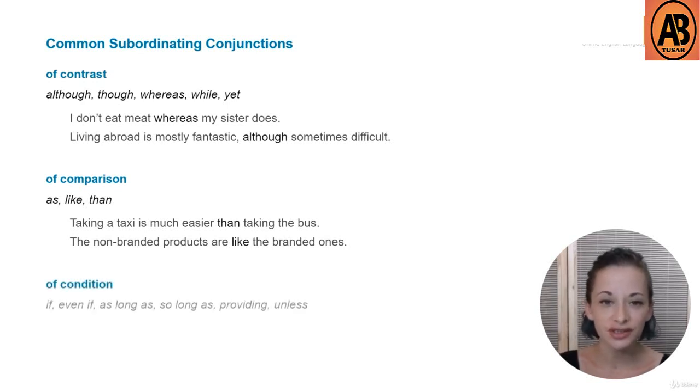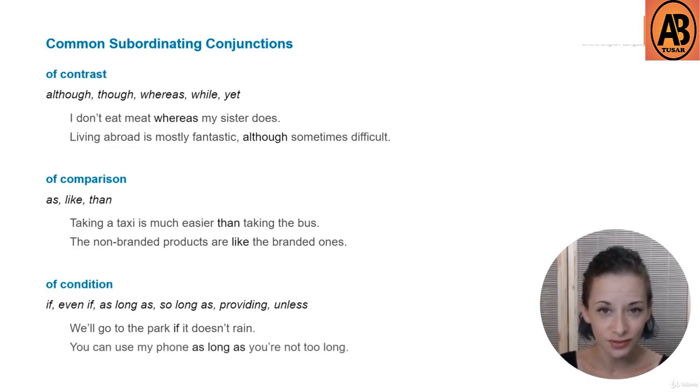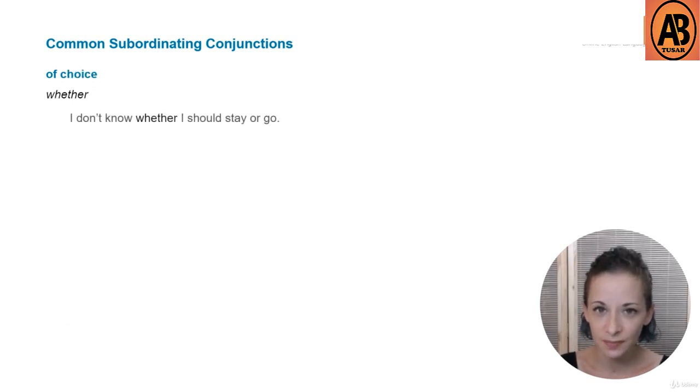Common subordinating conjunctions of condition include if, even if, as long as, so long as, providing, and unless. We'll go to the park if it doesn't rain. And you can use my phone, as long as you're not too long. Whether is a subordinating conjunction of choice.